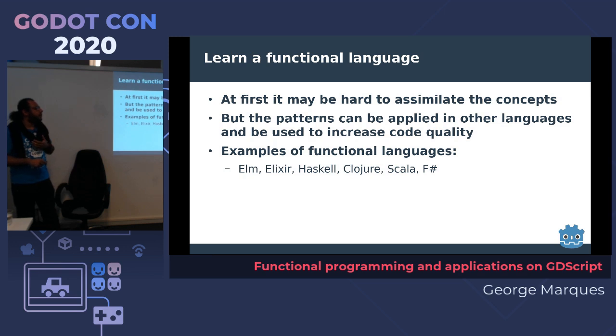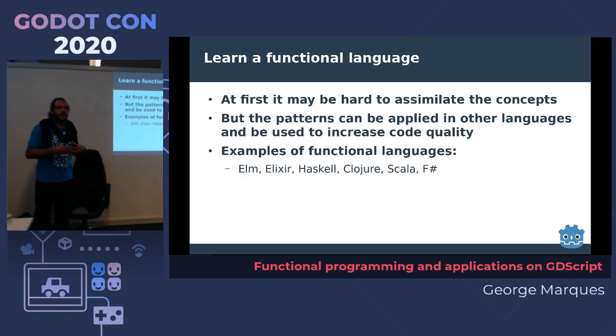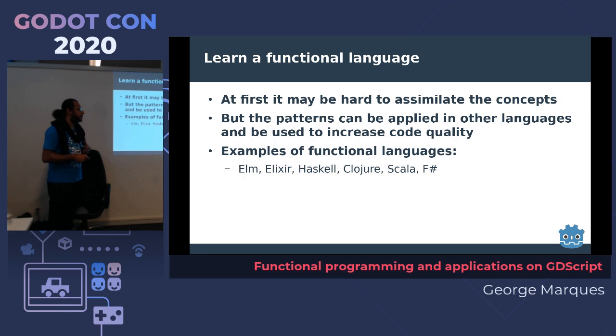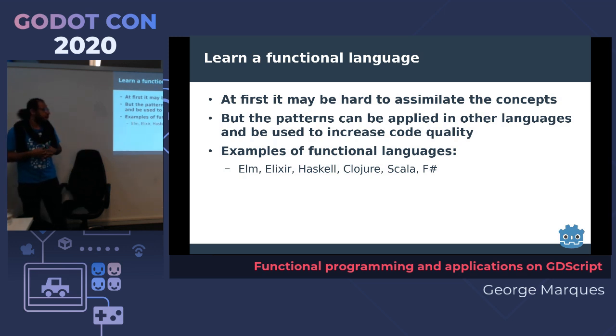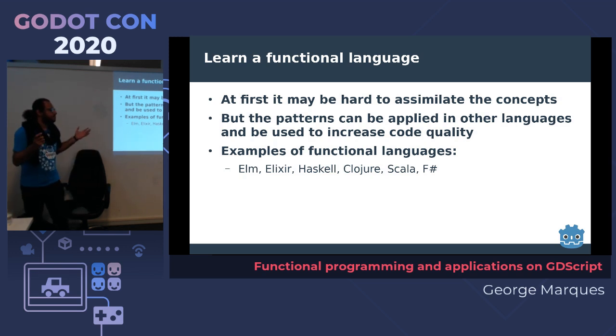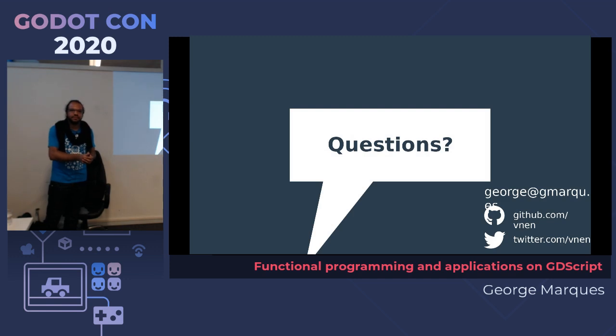Both Clojure and Scala are functional programming languages that are applied to the JVM, the Java virtual machine. So if we're used to Java, essentially every place that can run Java can also run those languages, so they can be used for a lot of stuff. And F-sharp is the same thing, but for the CLR, the Microsoft, essentially the C-sharp runtime that we always use. And that's it. Questions?